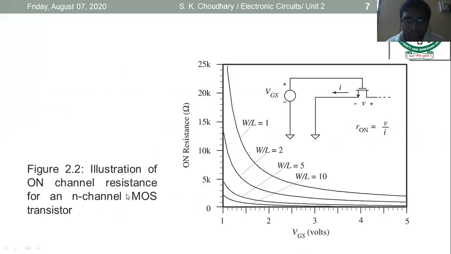So here there is one graph given, an illustration of on-channel resistance for an n-channel MOS transistor. Here you can see there are three graphs. In the first graph W by L ratio is 1, second 2, 5, then 10, meaning as we increase the W by L ratio. This is the y-axis, on-channel resistance, versus input voltage VGS. As you increase the VGS, as per the formula, it is inversely proportional to the on resistance.